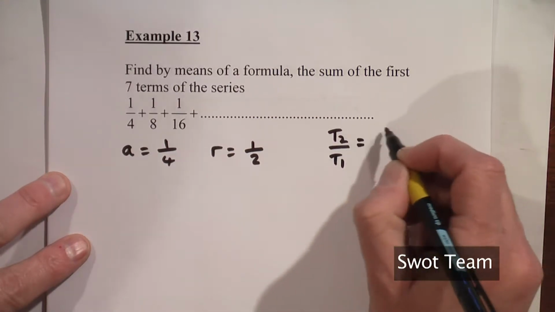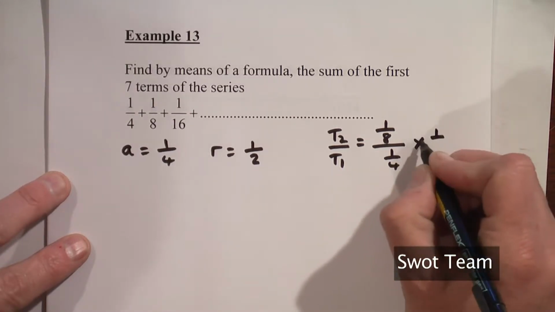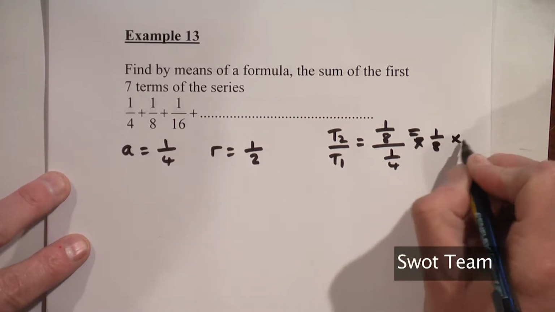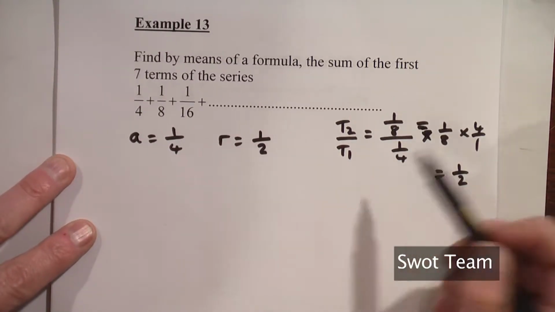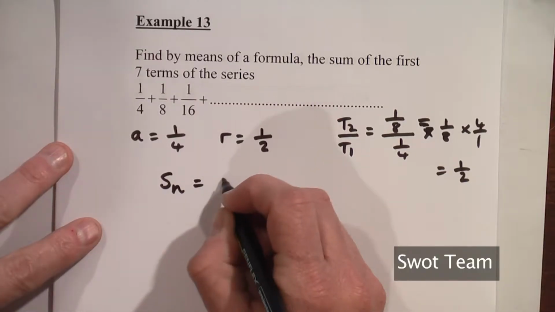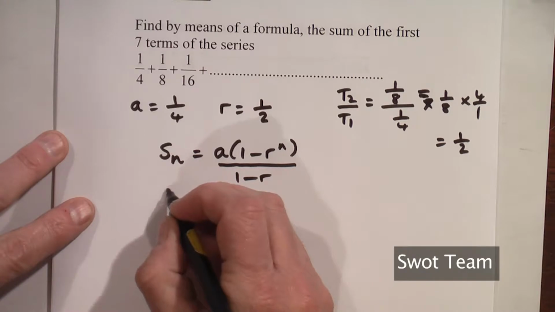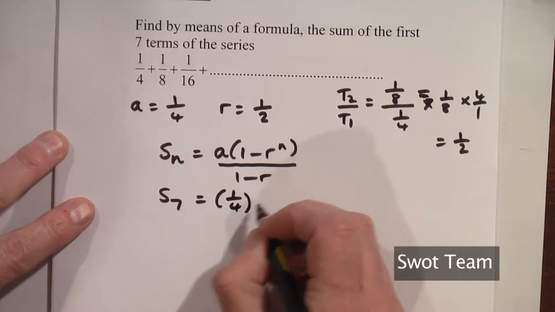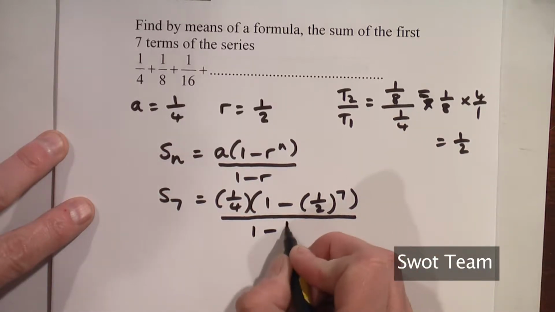If you were stuck, you can check this. T2 over T1 is 1/8 divided by a quarter. If you don't have a calculator, what's that going to be? That's going to equal 1/8 multiplied by 4/1, which is a half. Okay, just be careful of that. Use your calculator to check that, but you can clearly see you're multiplying by that. Okay, sum of the first 7 terms. Now, the constant ratio here is smaller than 1. So for convenience sake, I will use this formula: Sn is a(1 minus r to the n) over 1 minus r. Okay, so the sum of the first 7 terms is a quarter into 1 minus a half to the 7, divided by 1 minus a half.